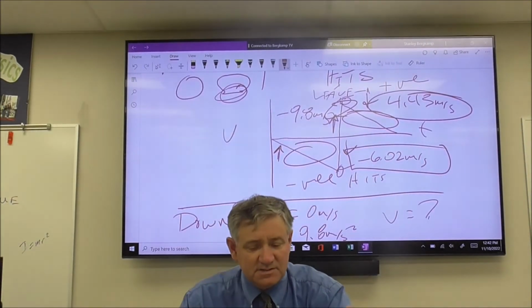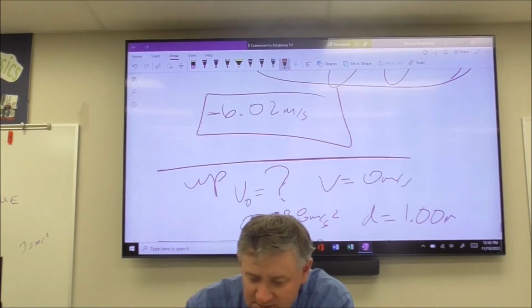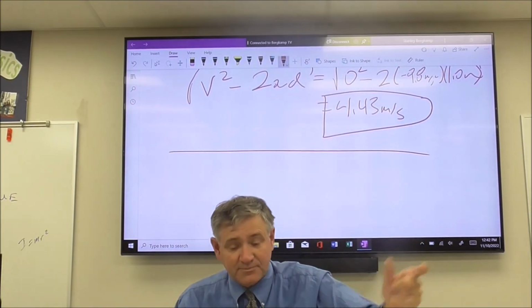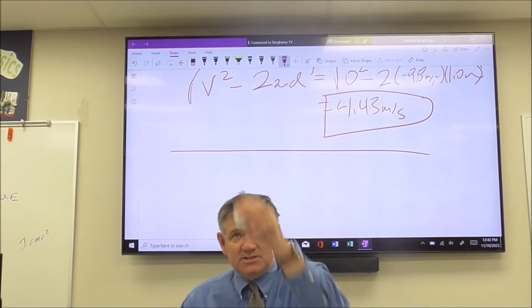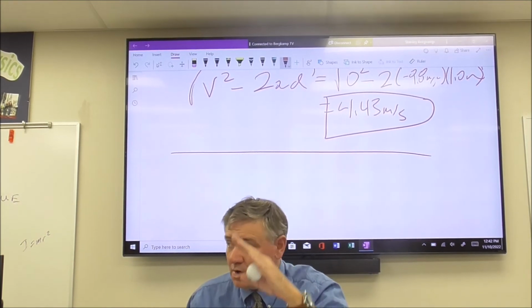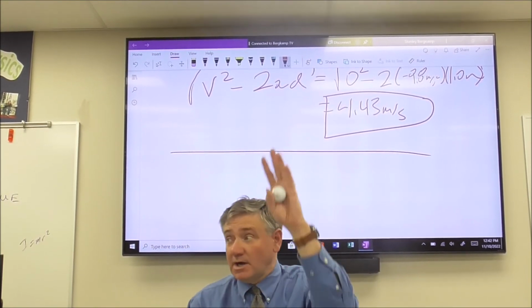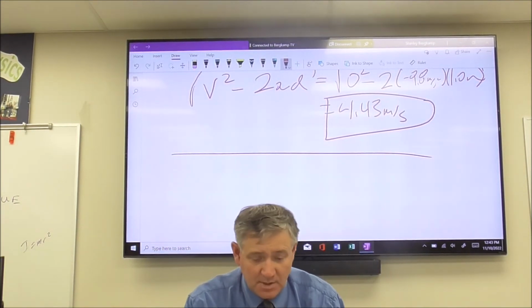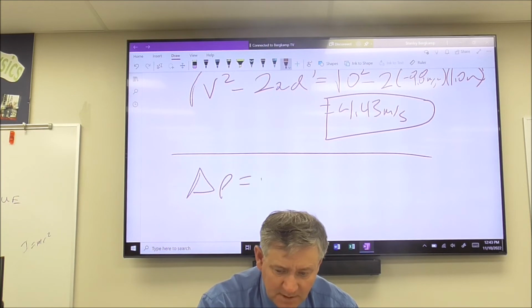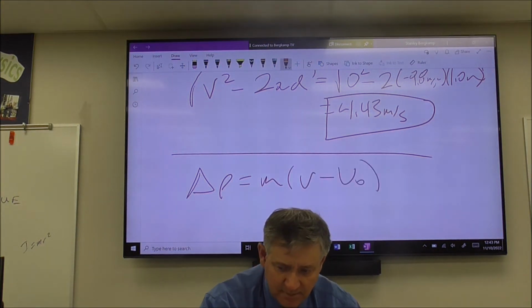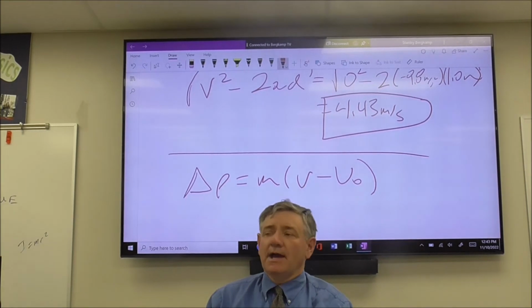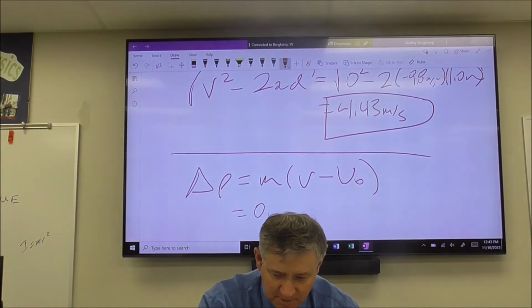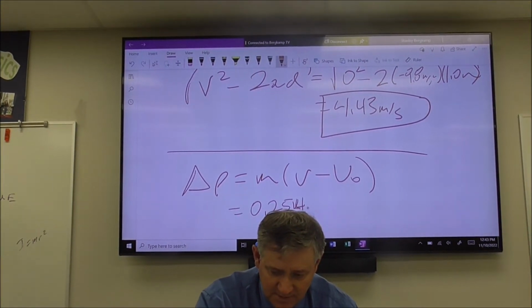Now, here's the most important transition in this entire problem. You've got to stay with me through this transition. We need to find the change in momentum of the ball when it's in contact with the ground. Not when it's falling, not when it's going up, when it's in contact with the ground. So we're going to use change in momentum equals mass times V minus V naught. Now, here's the trickiest part, which is not the mass, by the way. That's 0.254 kilograms.